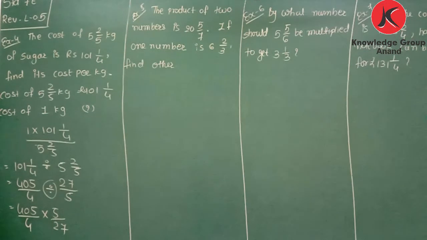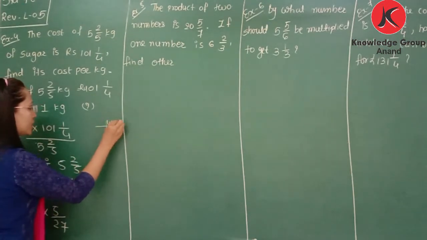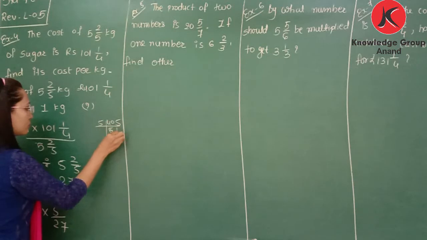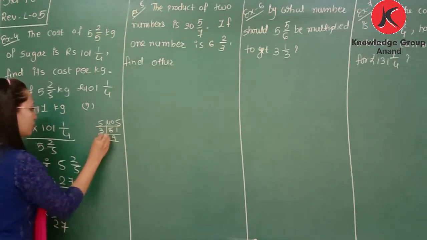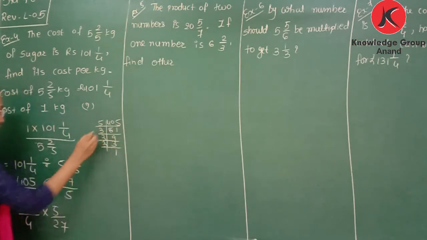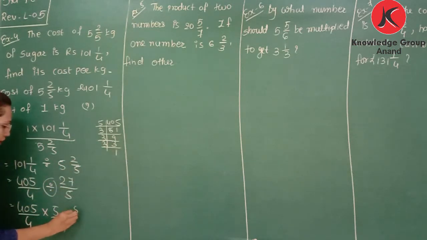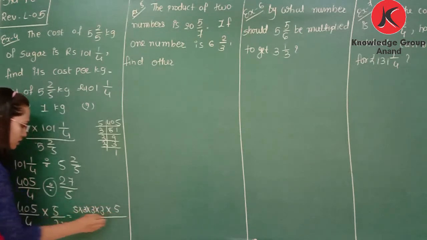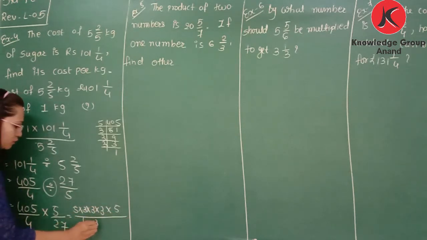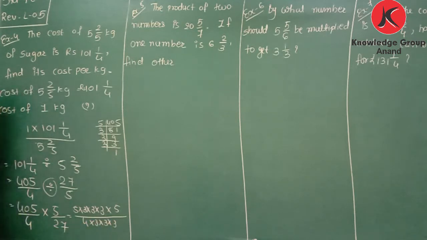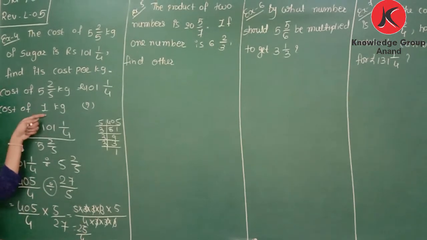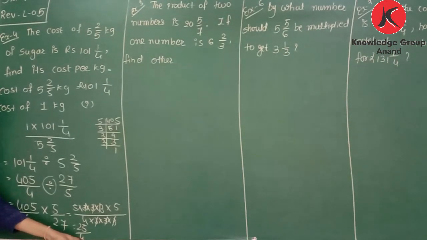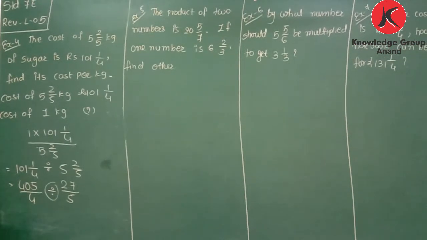So find out the factors of 405. Let's find the factors of 405. So here the factors of 405 are 5 multiply 3 multiply 3 multiply 3, 5 as it is, by 4. The factor of 27 is 3 3s are 9, 3 9s are 27. You can cut this. So it is 25 by 4. So the cost of 1 kg of sugar is 25 by 4 rupees.